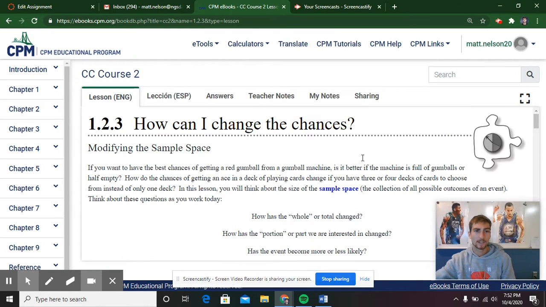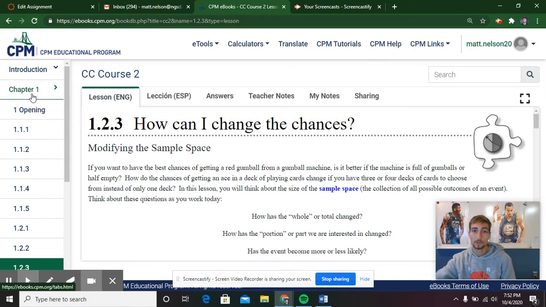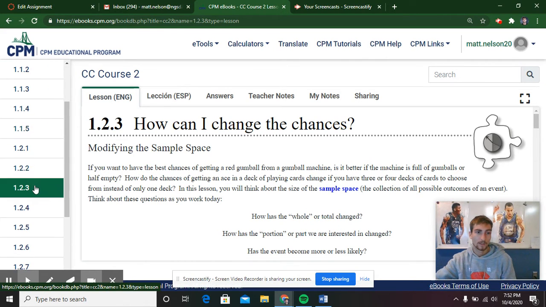All right, so today we're taking a look at 1.2.3. Now remember, we can get to these lessons by clicking on Chapter 1 on the left side of our screen, and then clicking on 1.2.3.